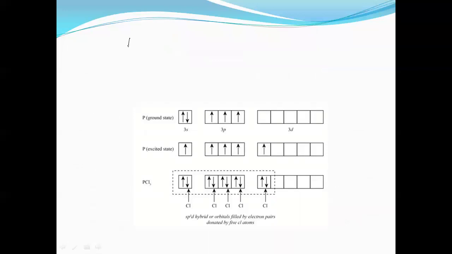For example, take PCl5. Phosphorus in the ground state has atomic number 15, so its electronic configuration is 1s2, 2s2, 2p6, 3s2, and 3p3. So there are 5 electrons in the outermost shell, 2 in the s orbital and 3 in the p orbitals. Now it should form 5 bonds with 5 chlorine atoms. It has been explained that excitation of an electron from the s to the d orbital is possible, resulting in 5 unpaired electrons in the excited state of the phosphorus atom.